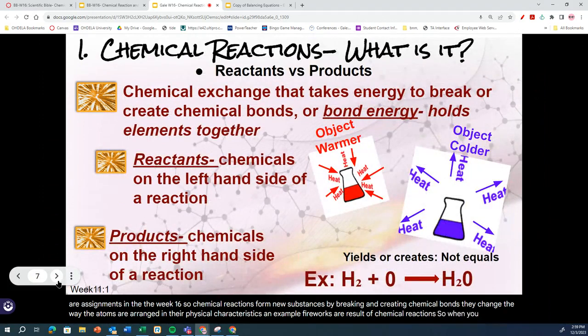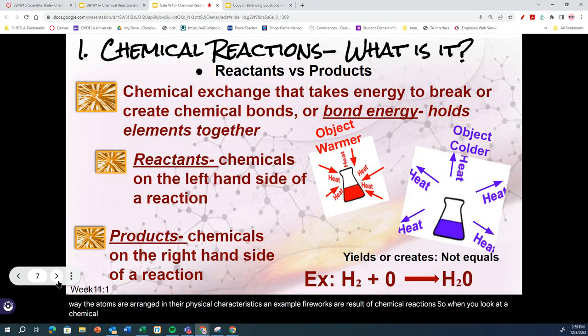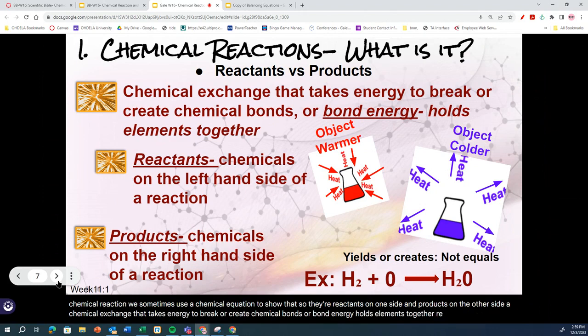So when you look at a chemical reaction, we sometimes use a chemical equation to show that. So there are reactants on one side and products on the other side. A chemical exchange takes energy to break or create chemical bonds, or bond energy, holds elements together. Reactants, in the chemical equation, are on the left side. Products, chemicals on the right side of the reaction.